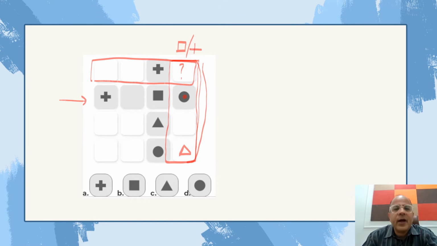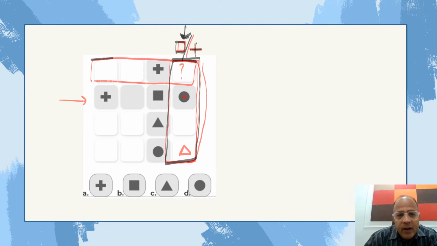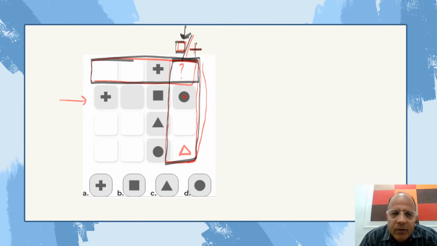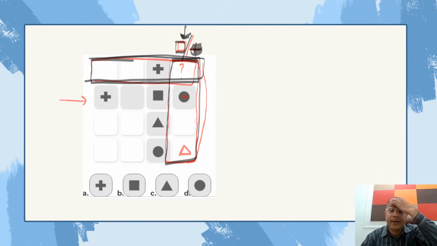I'm repeating, if I focus on this column, what elements can be over there? There can be a square and there can be a plus sign. But it is quite evident that this is part of this row as well, and what is in this row? There is a plus sign and all elements can only come once. So since the plus sign is over here, it cannot come again in the column. So definitely the plus sign cannot be over here.